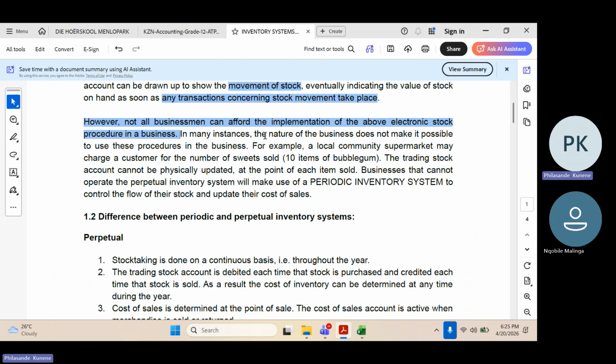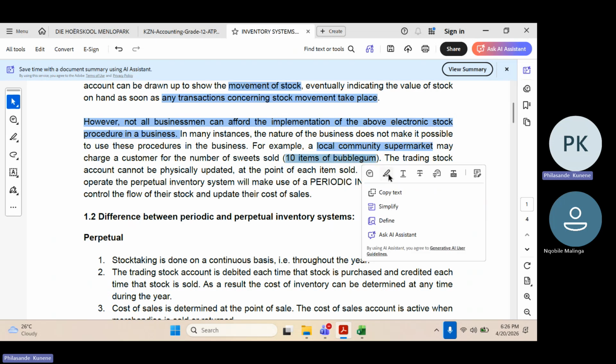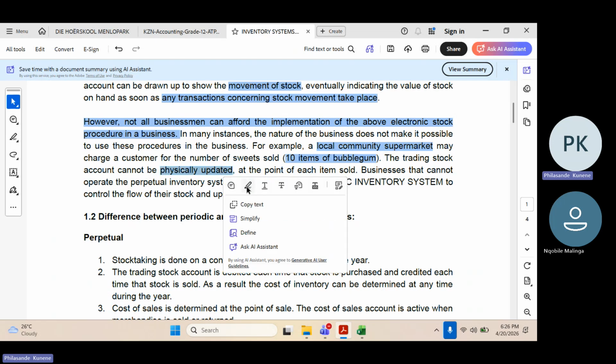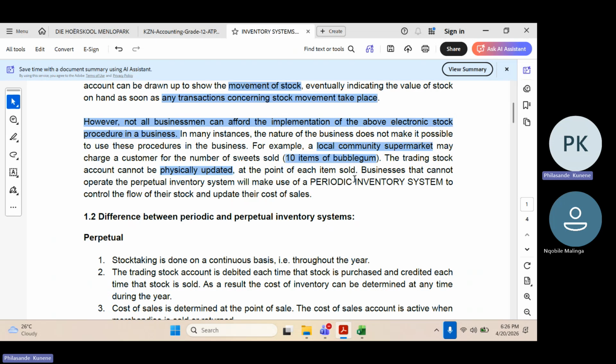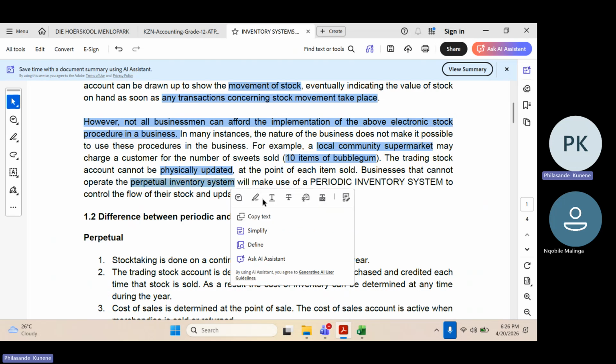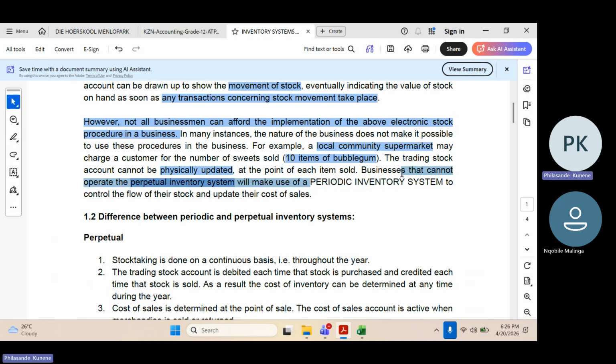In many instances, the nature of the business does not make it possible to use these procedures. For example, a local community supermarket may charge a customer for the number of sweets sold, like 10 bubble gums. The trading stock account cannot be physically updated at the point of each item sold, right? Businesses that cannot operate the perpetual inventory system will make use of the periodic inventory system to control the flow of their stock and update their cost of sales.